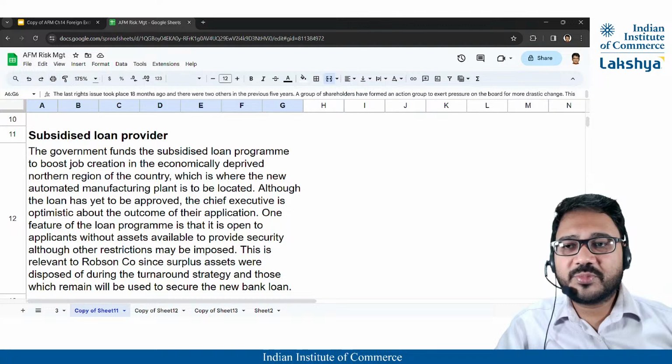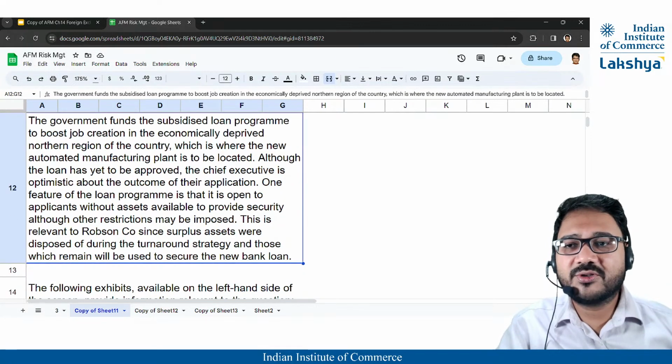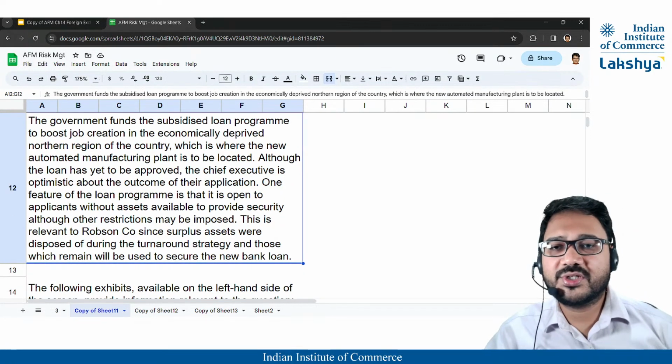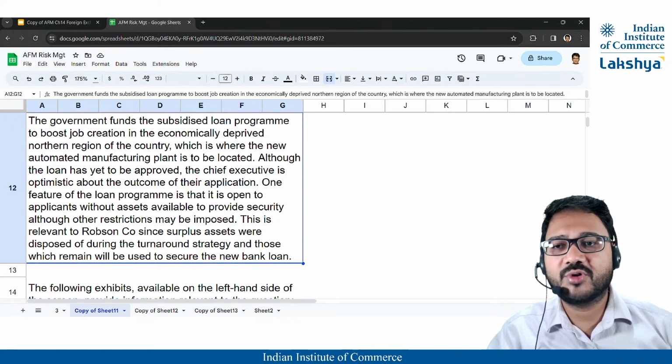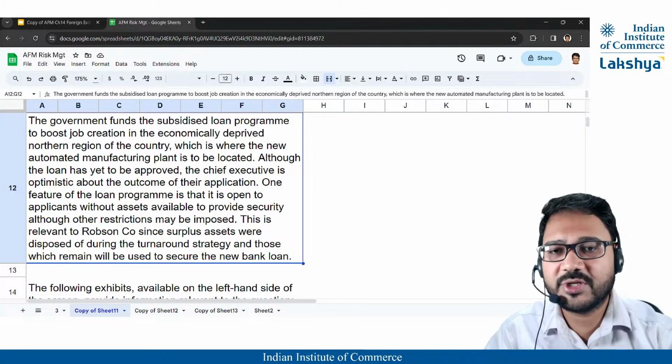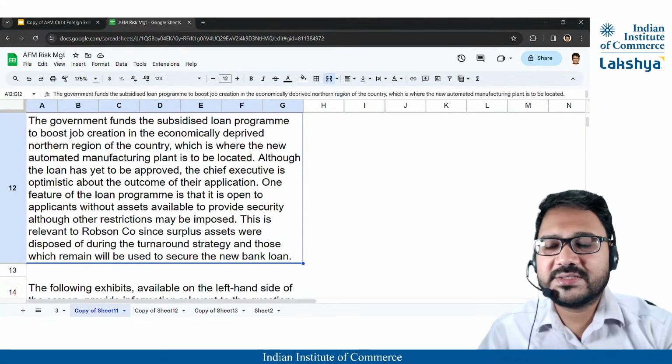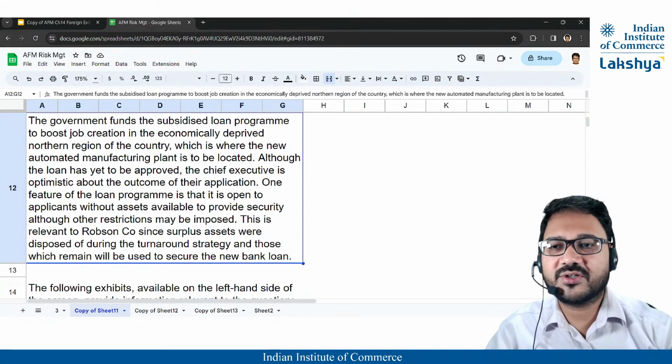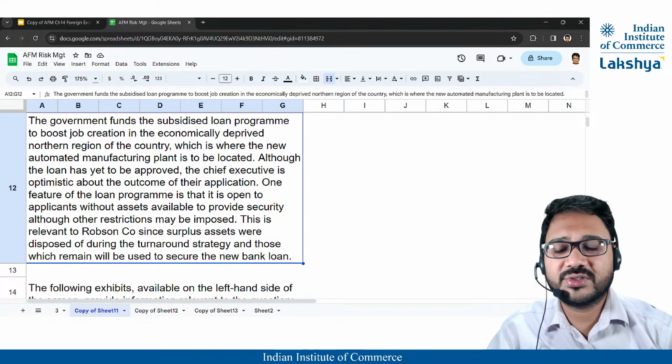Then the subsidized loan provider: the government funds the subsidized loan program to boost job creation in the economically deprived northern region of the country, which is where the new automated manufacturing plant is to be located. Although the loan has yet to be approved, the chief executive is optimistic about the outcome of their application. One feature of the loan program is that it is open to applicants without assets available to provide security, although other restrictions may be imposed.